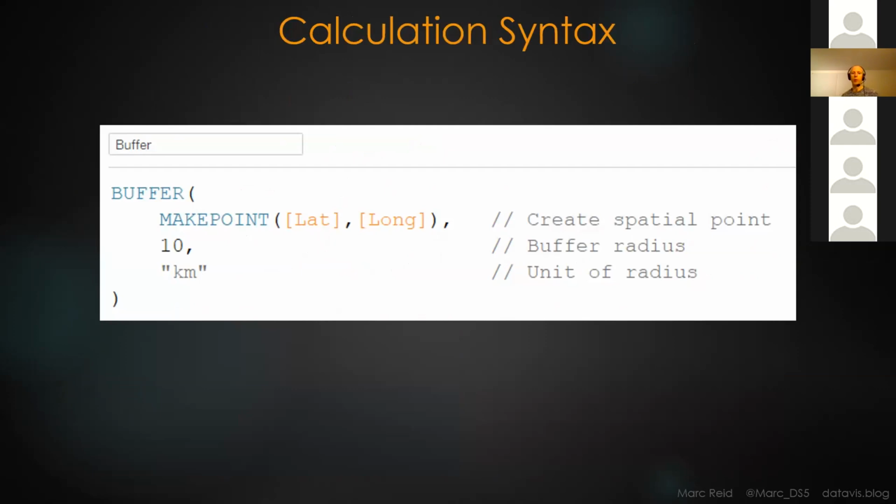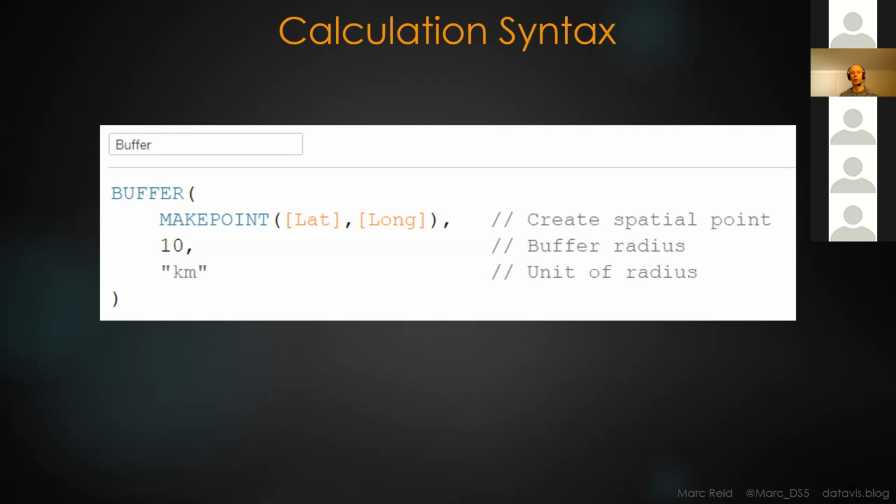The way you create a buffer is using this calculation here, which you see on screen, and it takes three arguments. The first argument is a spatial point, and I'll talk a little bit more about that in a second. The second is a radius for the buffer, and then finally a unit of measurement for that radius. That could be kilometers, meters, miles or feet.